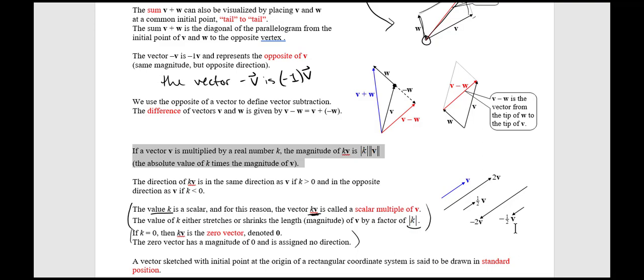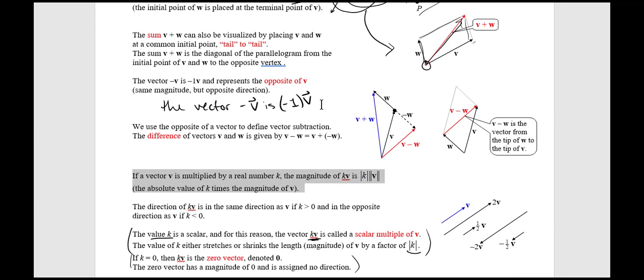And negative a half v, for example, would be opposite direction and half as long. So now that we know what scalar multiples really are, what it means to multiply a vector by a scalar, now we can come up here and make sense of what is being said here.